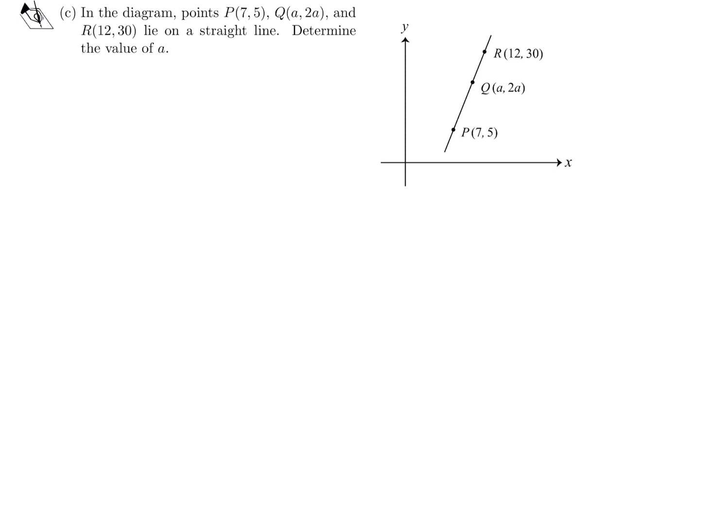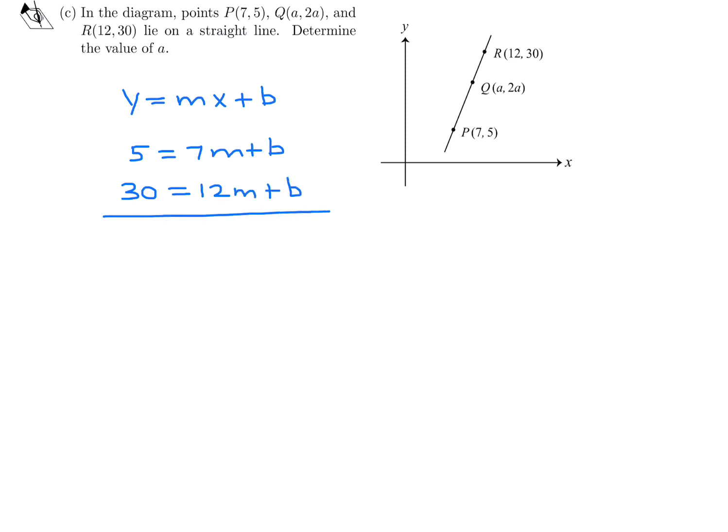In the diagram, points (7, 5), (a, 2a), and (12, 30) lie on a straight line. Determine the value of a. Well, the line, as all lines have, has an equation y equals mx plus b. So let's substitute these two points to get what m and b are. When you sub in the first one, you get 5 is equal to 7m plus b. (12, 30), if you sub in that point, you get 30 is equal to 12m plus b. Subtracting, you get 5m is equal to 25, and therefore m is equal to 5.